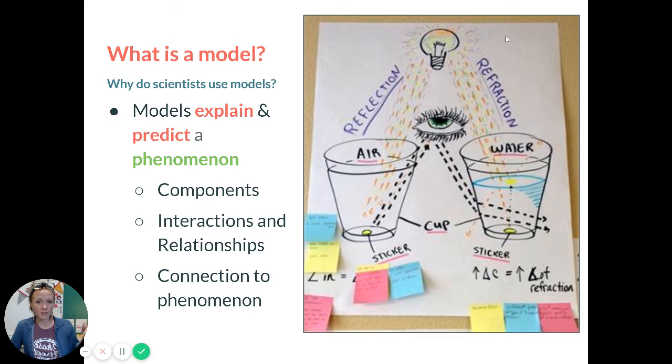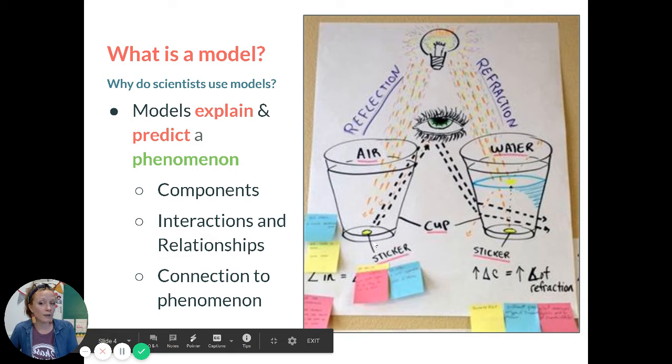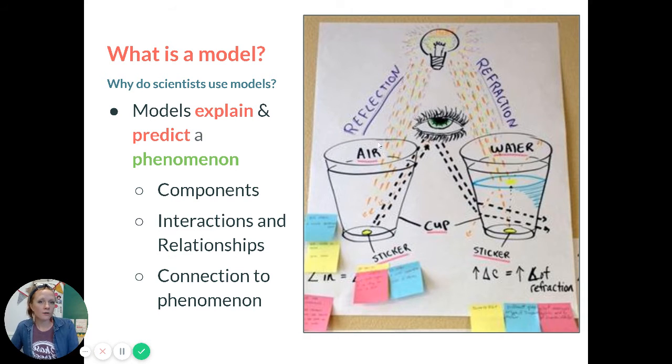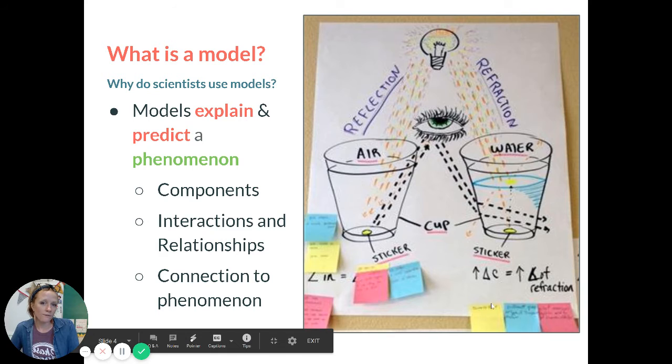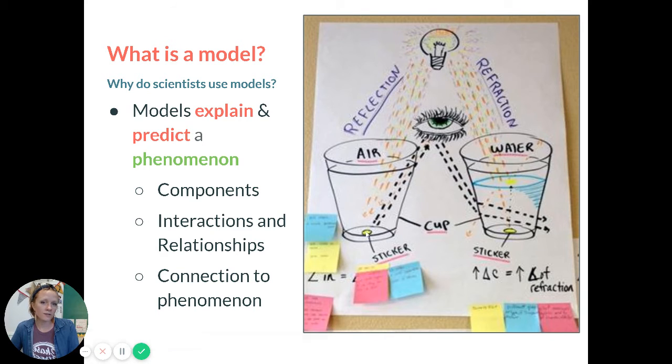A model can be an image with words, it can be like a graph or a chart. A model is any kind of graphic that explains something in the world. So, a phenomenon is an event that we can observe, and sometimes scientists make models in order to explain them or to predict what might happen next. So you're looking at a model of how light interacts with different materials.